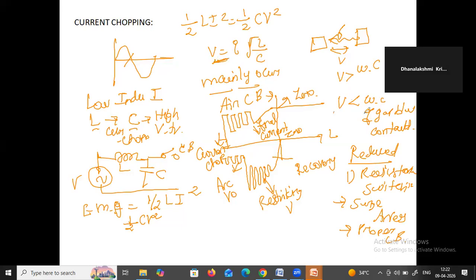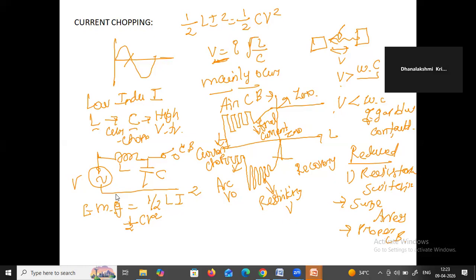The voltage should be less than the withstanding capacity of the gap between the contacts. Otherwise, if the voltage is greater than the withstanding capacity, the arc appears again and the current is chopped again and again. So this is current chopping.